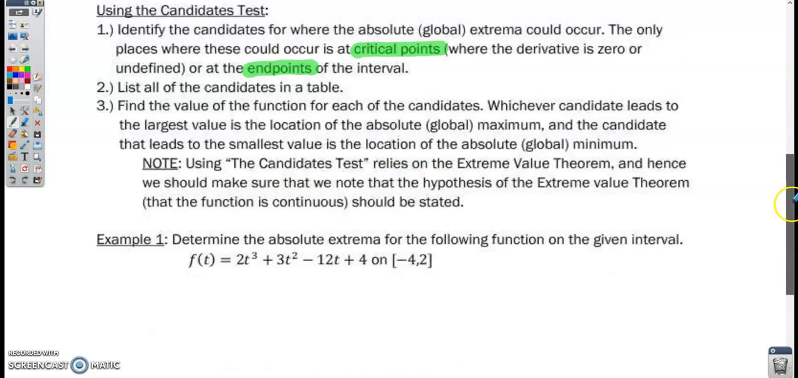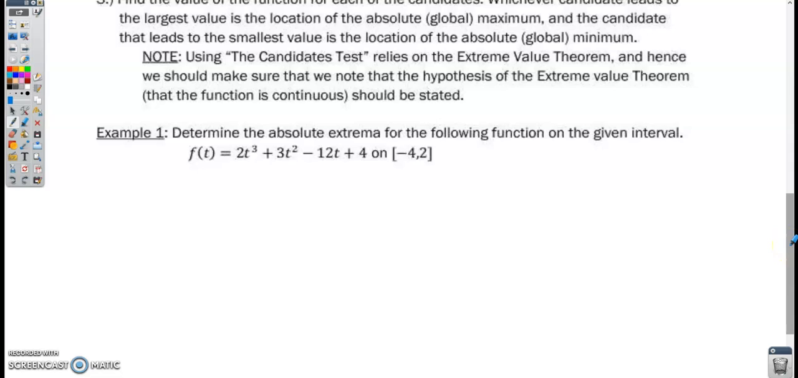All right, so let's look at example 1. Determine the absolute extrema for the following function on the given interval: f of t equals 2t cubed plus 3t squared minus 12t plus 4 on the closed interval from -4 to 2.